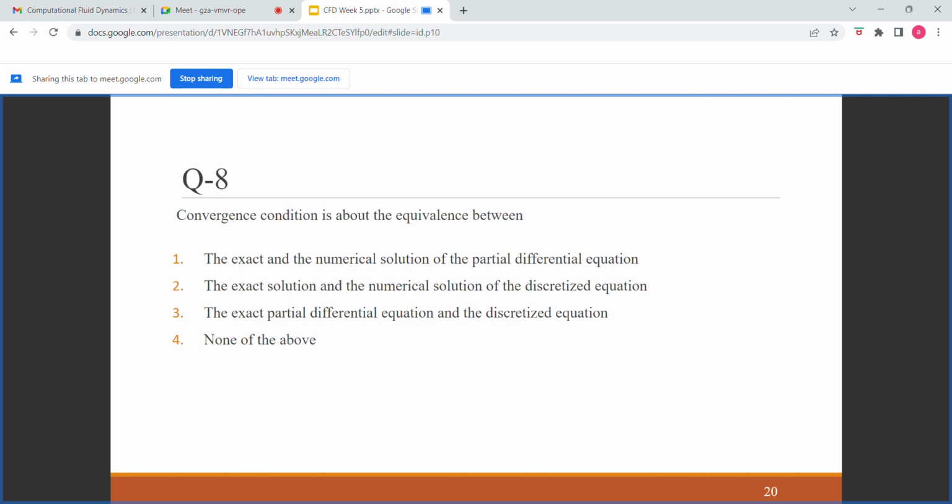Convergence condition is about the equivalence between the exact solution and the numerical solution of the partial differential equation. So the answer to this question is option 1.